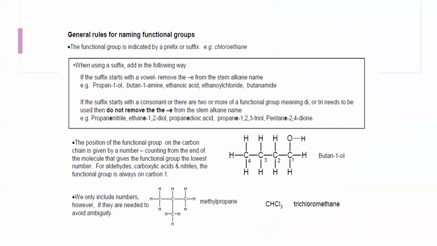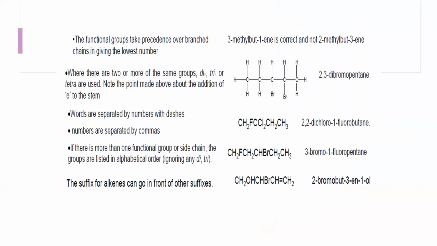So we were discussing in the last session the important rules when we name these organic compounds. The words are separated by numbers with dashes, the numbers are separated by commas, and if there is more than one functional group or side chain, they are listed in alphabetical order, ignoring di or tri. For example, as you can see, this compound has bromine and it also has fluorine.